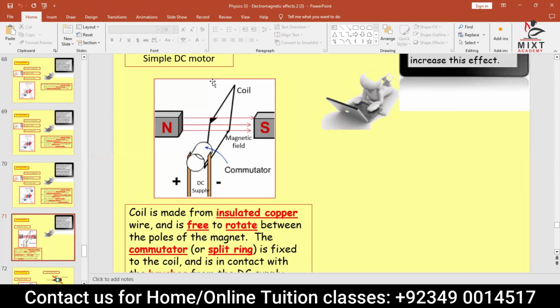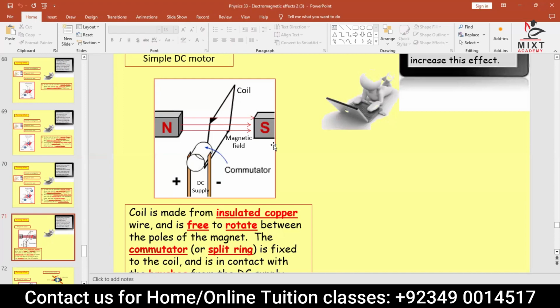A motor converts electric energy into kinetic or mechanical energy. In the next line, please write it down.